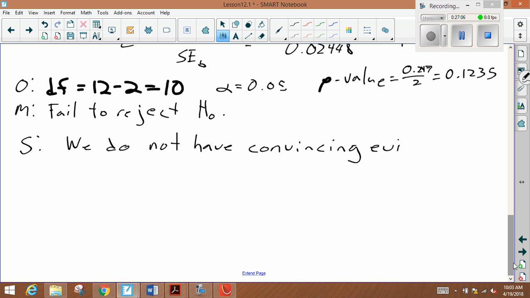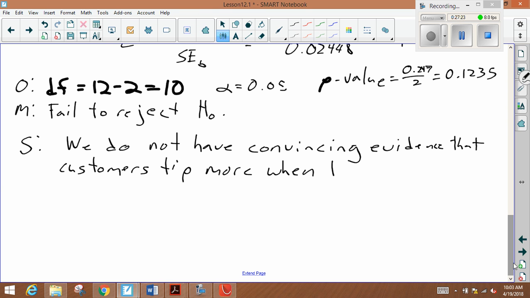We do not have convincing evidence that customers tip more when they stay longer.